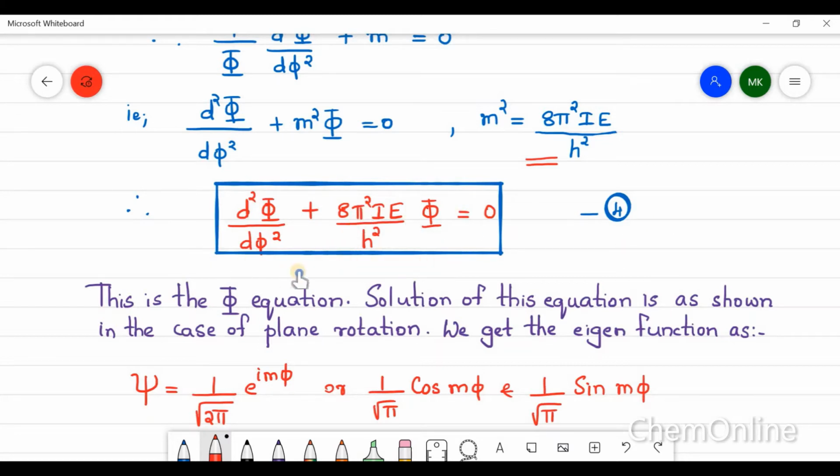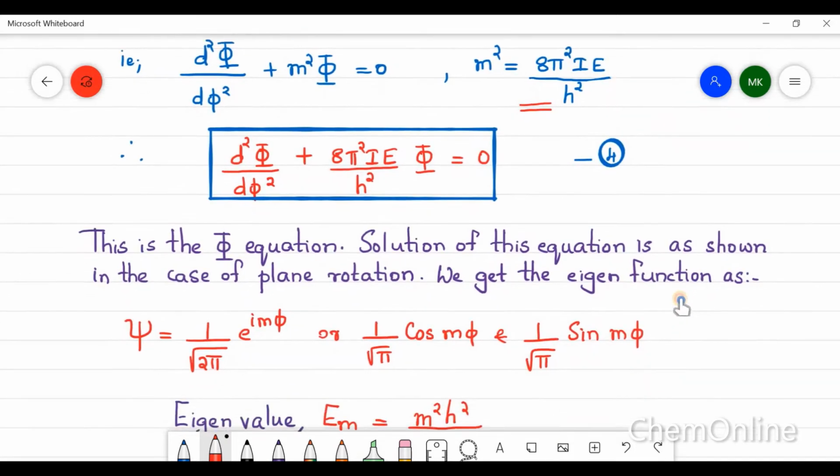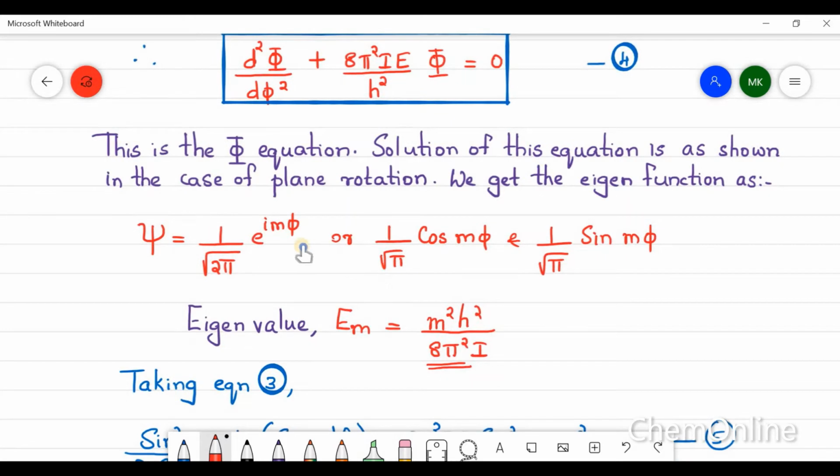Now, this equation is the phi equation. We have already solved the phi equation in the case of plane rotation, that is rotation in 2 dimensions. And we got the eigenfunction as psi equals 1 by root 2 pi e raised to i m phi. It's the imaginary solution, and the real solutions are 1 by root pi cos m phi and 1 by root pi sin m phi. And we also got the eigenvalue, that is E m equals m square h square by 8 pi square I, where m equals 0, plus or minus 1, plus or minus 2, etc.